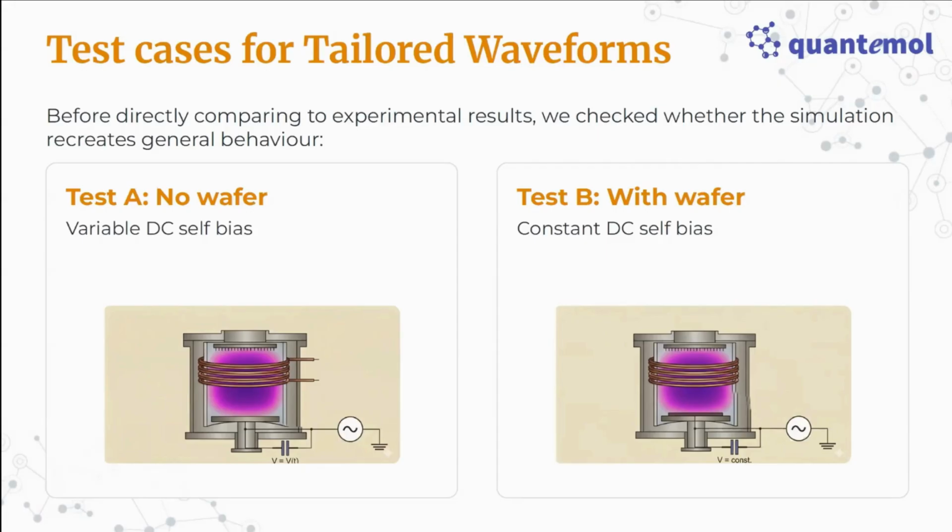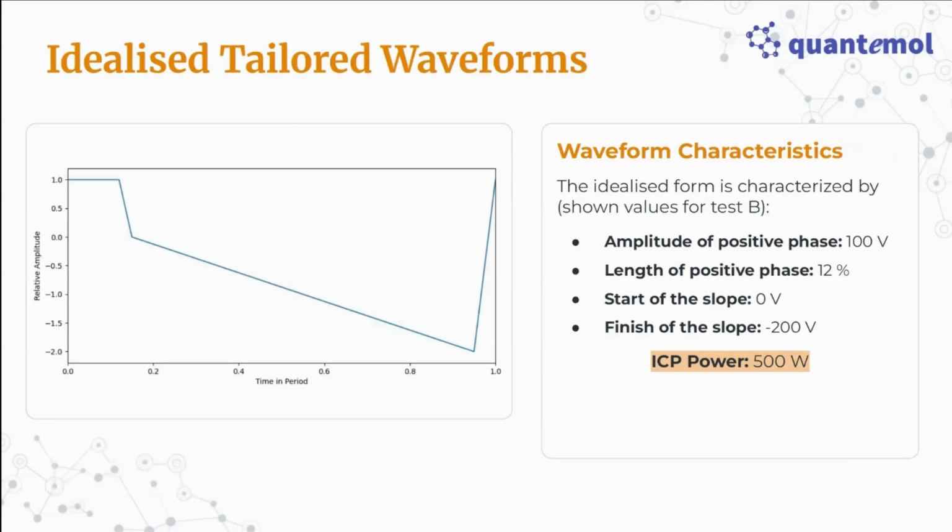And in the other one, we have a wafer, but there we keep the DC self-bias constant, just to check whether we can simulate these effects separately. Now you see a picture of the idealized tailored waveform we used. When you look at, for example, the people who sell the generators, they have their little articles and blog entries where they explain how it works, and this is basically the idealized waveform they show.